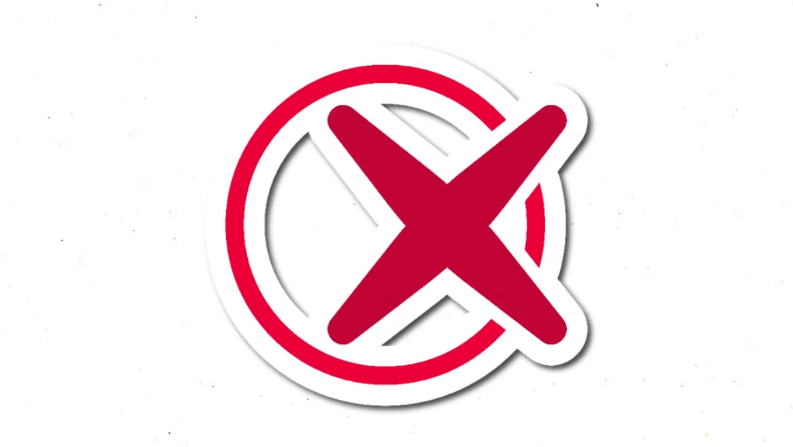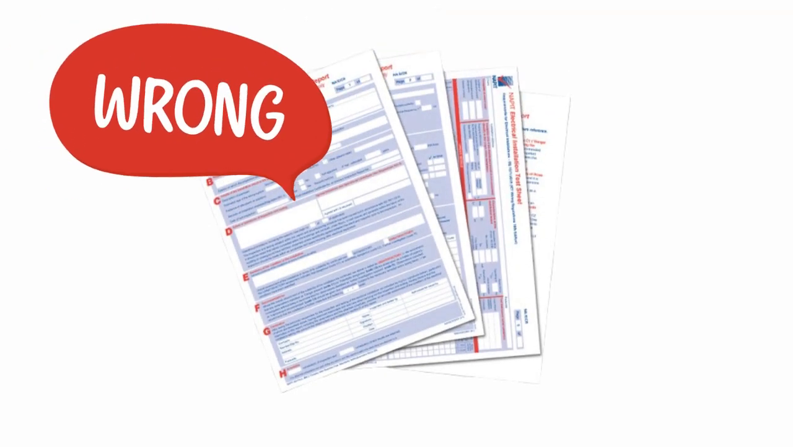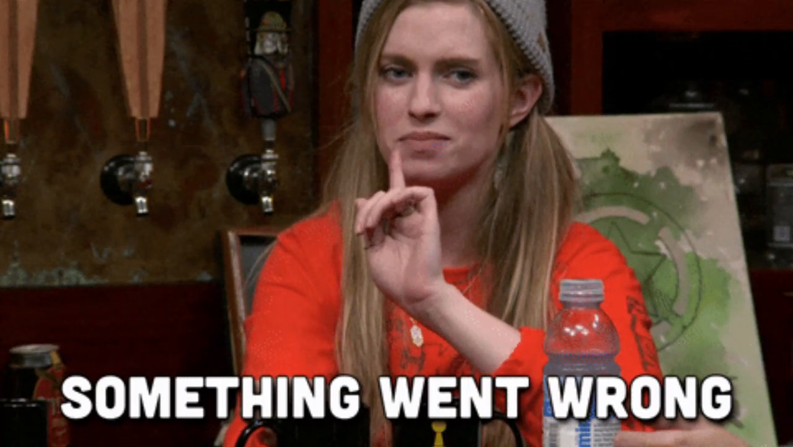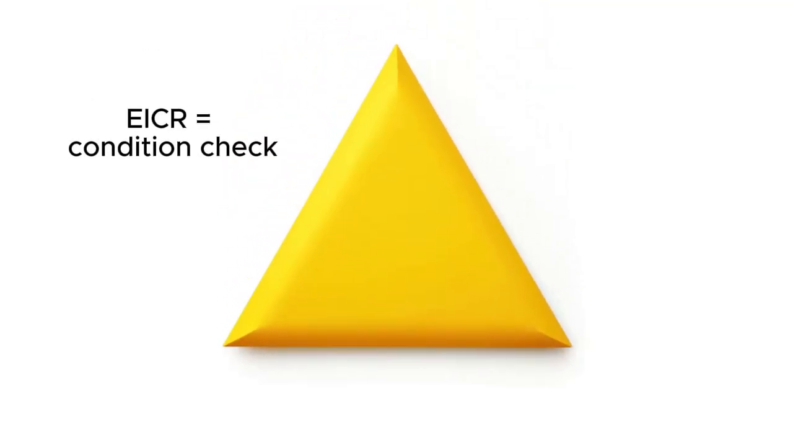Here's the mistake I see all the time. Sparkies hand out an EICR for these jobs. That's wrong. The client ends up with paperwork that doesn't match the work done. Worse, if something goes wrong later, your backside isn't covered. Oh no!